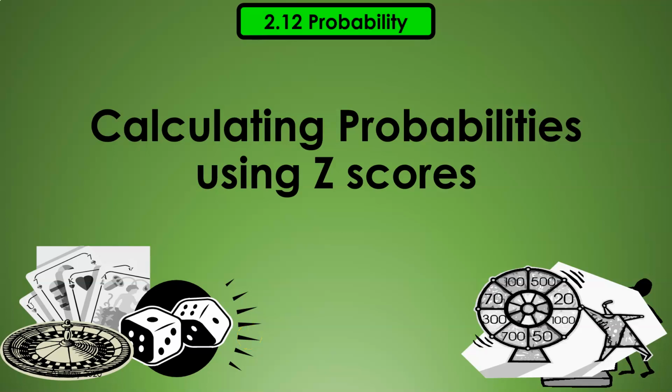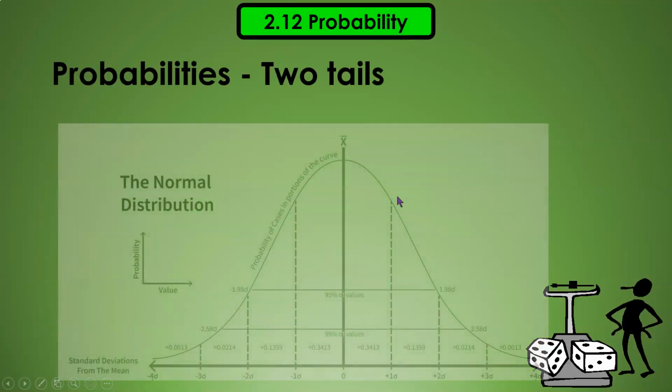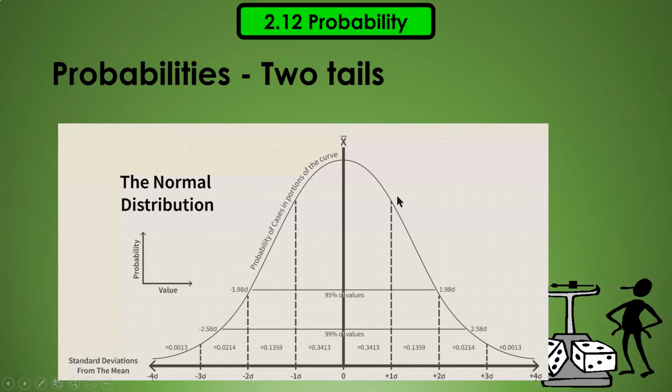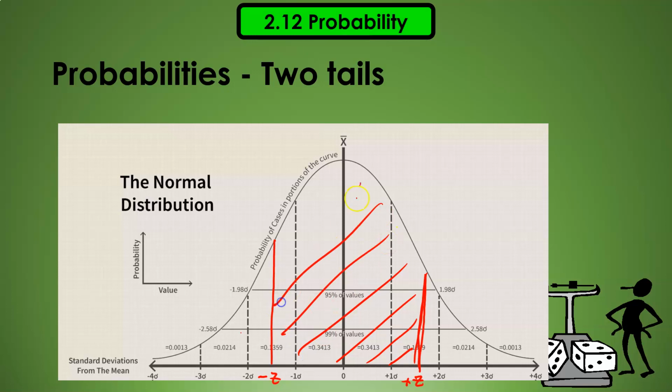Today we're going to be calculating probabilities using z-scores, looking at another variation, which is looking at two tails. What we did last lesson is that we talked about finding probabilities around the center. So you have a negative z value here, and a positive z value here, and we worked out the area between them.